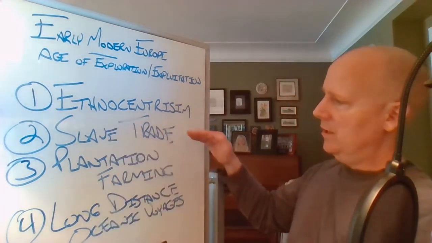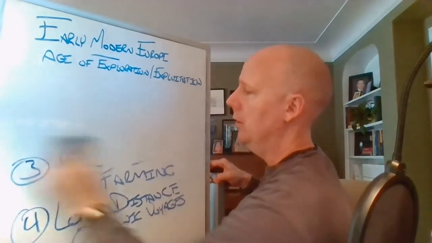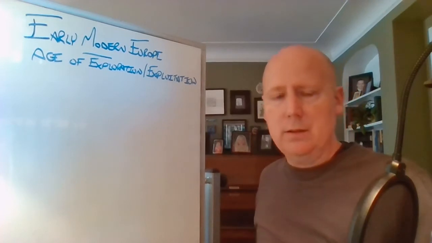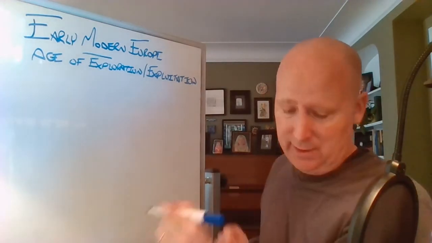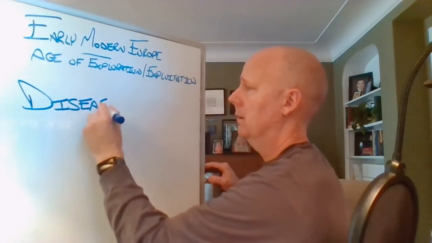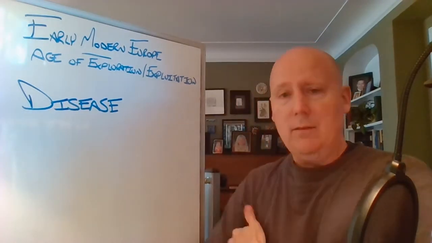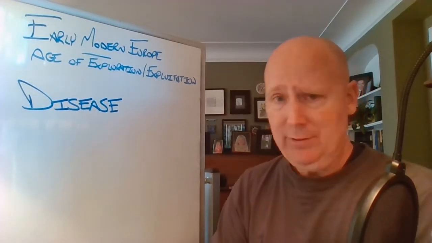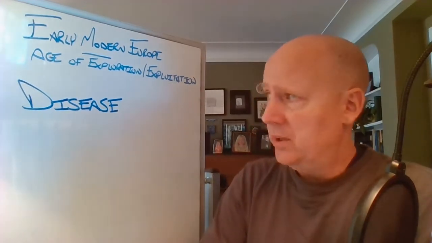So ethnocentrism, slave trade, plantation farming, long distance voyages, these are all the things that have been learned by these early explorers and, yes, conquerors and exploiters. Let's use the words all together. The last thing that the Europeans are going to discover is disease. No, they didn't just discover it at this point, right? They know that periodically, and they had just lived through it, right, with the Black Plague wreaking havoc in Europe in the 14th century and other plague outbreaks.